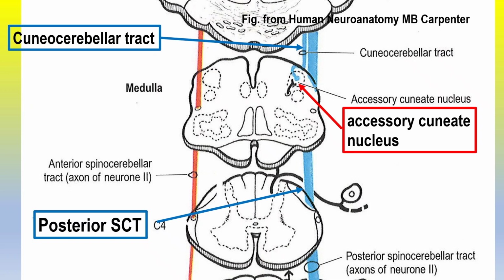We'll explain the cuneocerebellar tract. The upper limb equivalent of the posterior spinocerebellar tract is the cuneocerebellar tract, which contains exteroceptive and proprioceptive components, which originate from the accessory cuneate nucleus in the medulla oblongata. The tract enters the cerebellum via the ipsilateral inferior cerebellar peduncle without crossing.